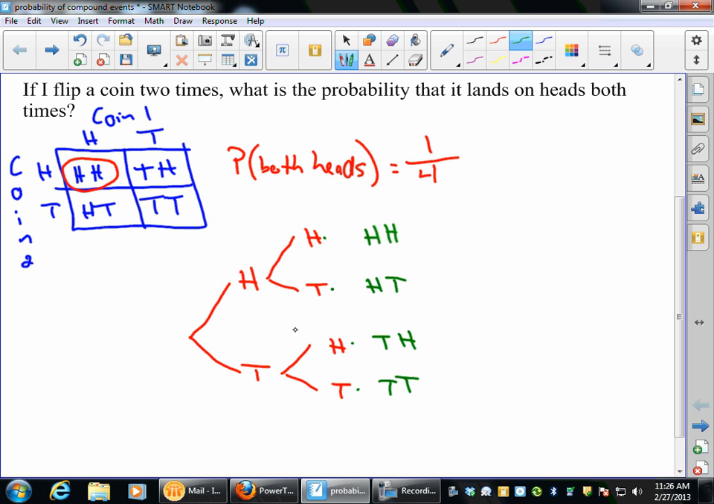You get the same information off of both. And again, I can see that one of them had both heads, and there were four possibilities. So again, my probability is 1/4. So they both work the exact same.